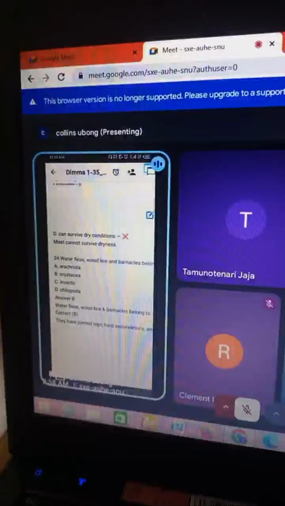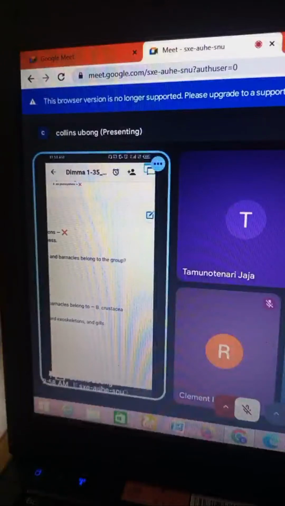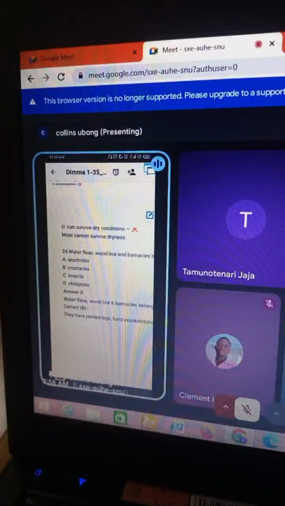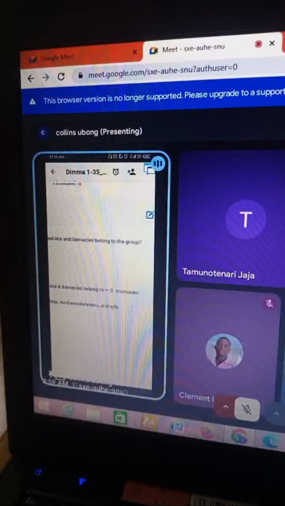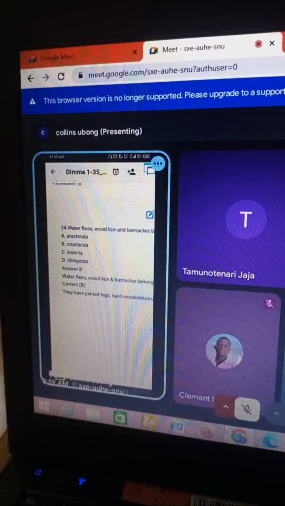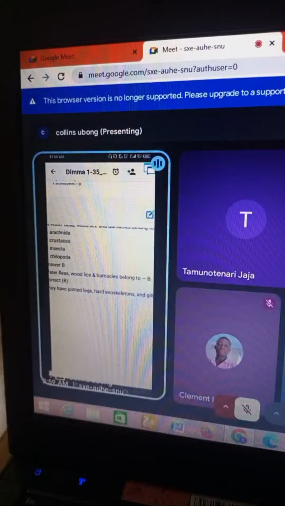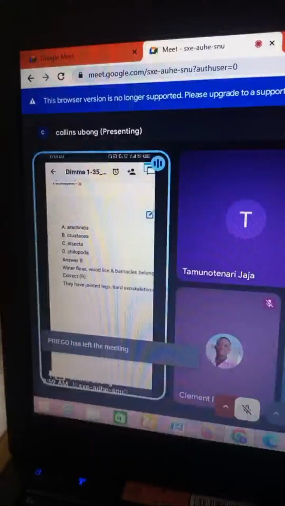Water fleas, woodlice, and barnacles belong to the group: A. Arachnida, B. Crustacea, C. Insecta, D. Chilopoda. And the answer is B, Crustacea. So water fleas, woodlice, and barnacles belong to Crustacea. They have jointed legs, hard exoskeletons, and gills.